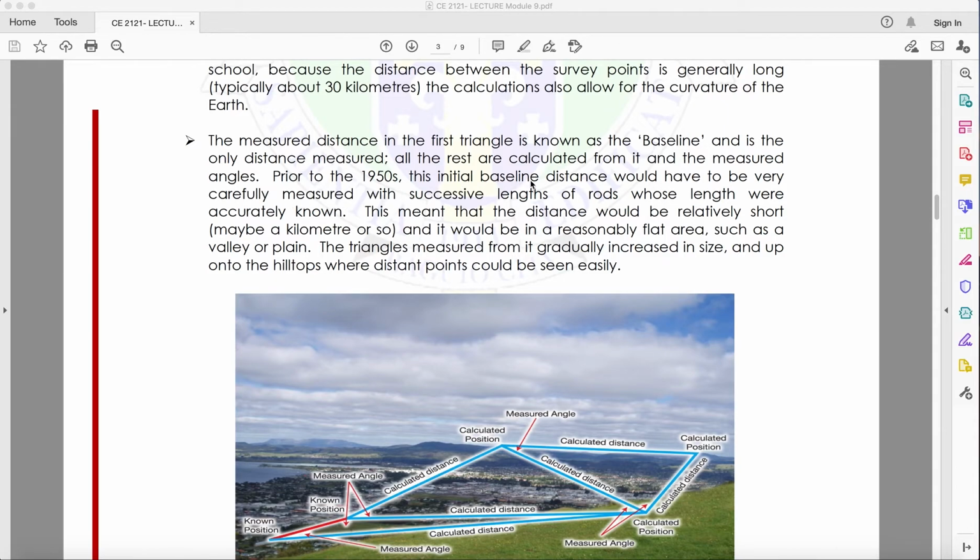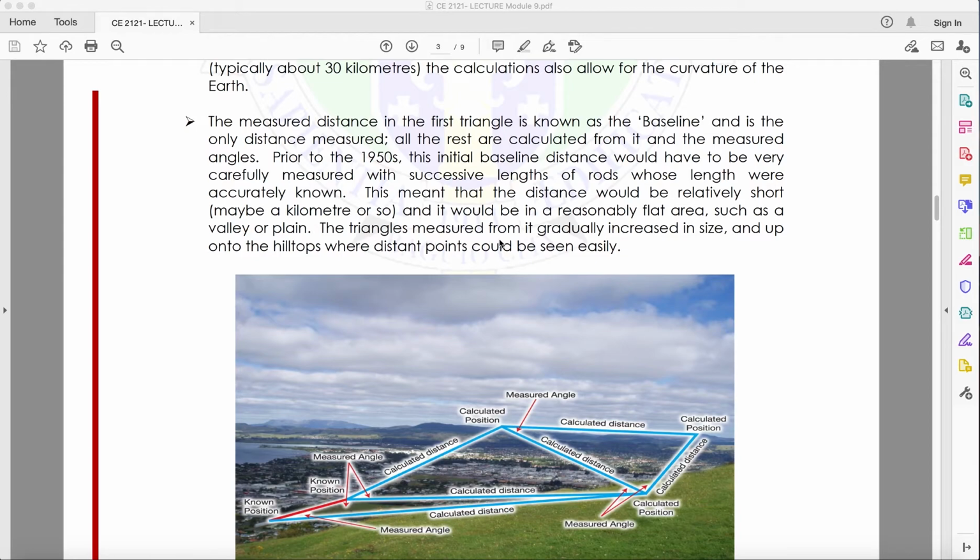Prior to the 1950s, the initial baseline distance would have to be very carefully measured with successive lengths of rods whose length were accurately known. This meant that the distance would be relatively short, maybe a kilometer or so, and it would be in a reasonably flat area such as a valley or plain. So it is very ideal if it is flat. That is to maintain accuracy, because we are measuring, take note, horizontal distances. Okay, but if it cannot be avoided, then appropriate correction should be applied.